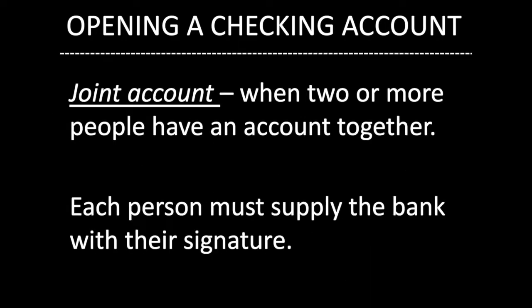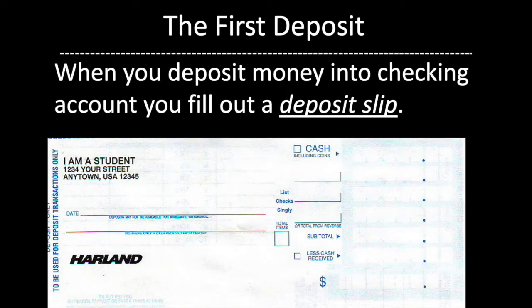Sometimes two or more people have an account together called a joint account. Each person who will write checks on the account must provide a sample signature. Any signer for a joint account can write checks on the account as if it was his or her own account.